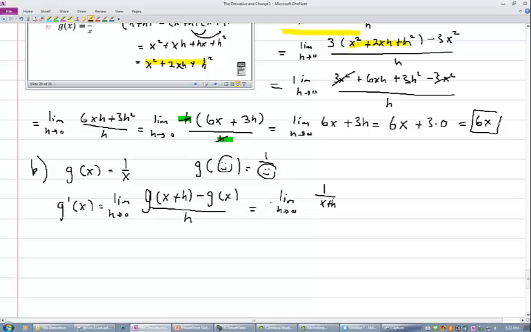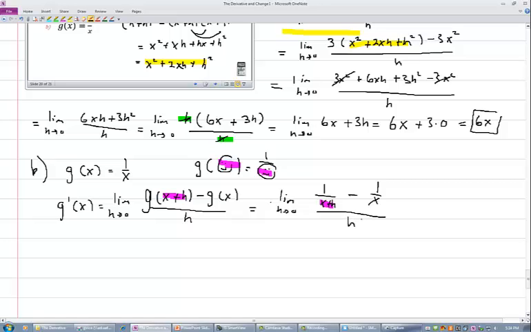Right? Not just the x and then plus h. It's the whole thing. Whatever's inside here goes down here. I mean, look. Whatever's inside here goes down here. So this is inside here, so it goes down here. That's the idea. That's the rule. That's what it tells me to do. Then minus g of x, which is 1 over x, all divided by h.